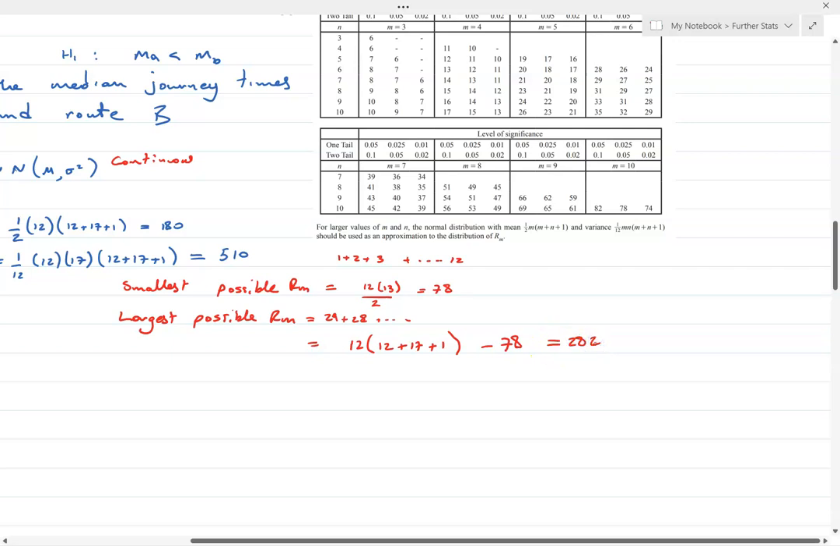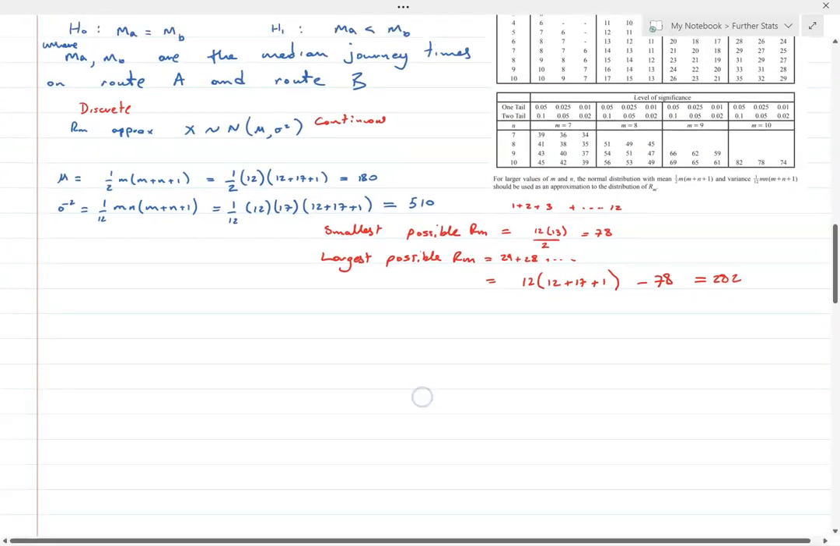And we've already worked out the mean of this is 180, which is directly halfway between those. So the actual distribution of Rm starts off at 78, 79, and so on, and then peaks in the middle because it's symmetrical at 180, and then comes down to the largest possible, which is 281 and 282, with all the numbers in between, of course. 181 and so on. So that's the actual distribution of Rm.